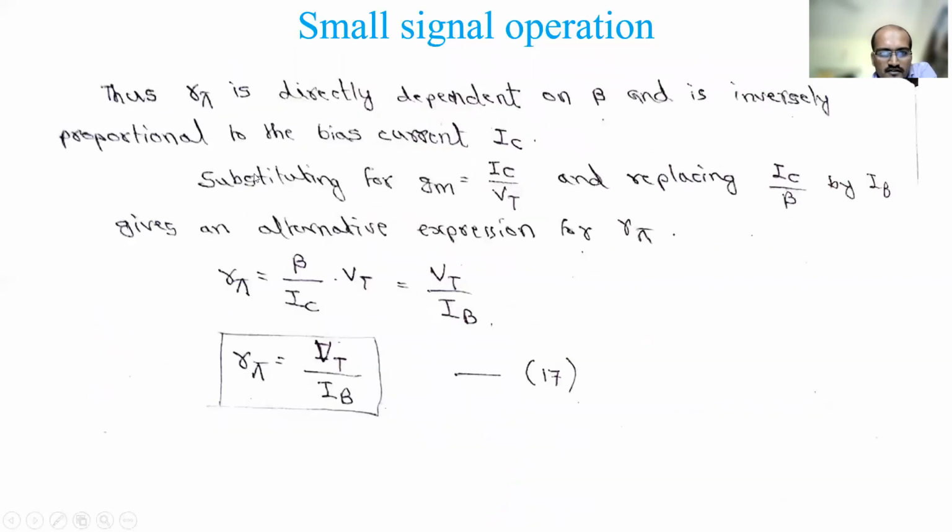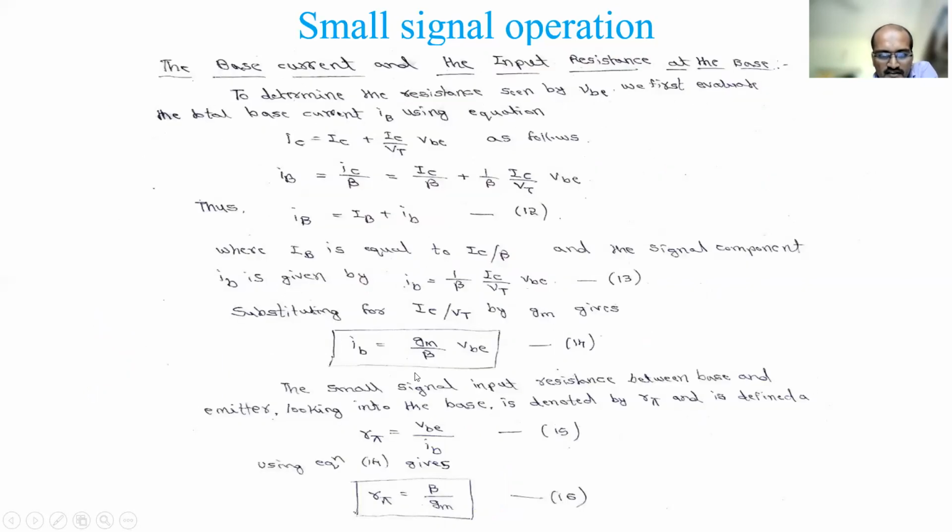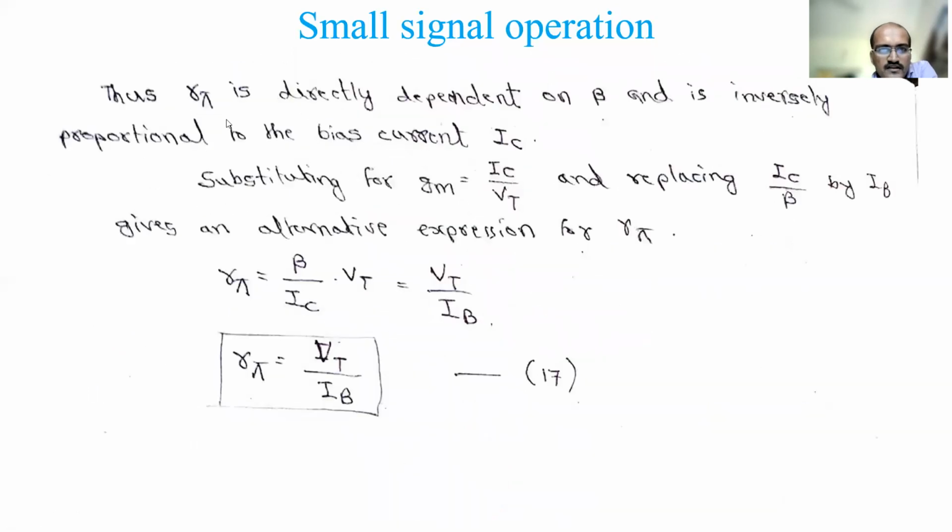Before that, one more expression I will give for R5 along with the previous expression, beta by GM. So what is that? This one. How do we get this? R5 is directly dependent on beta and is inversely proportional to the bias current IC, substituting GM equal to IC by VT. So in that, beta by GM is there, no? I will substitute GM with IC by VT, and when I get IC by beta, I will replace it by IB. So it gives an alternative expression for R5.